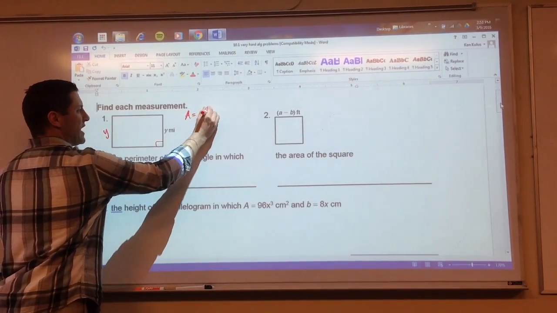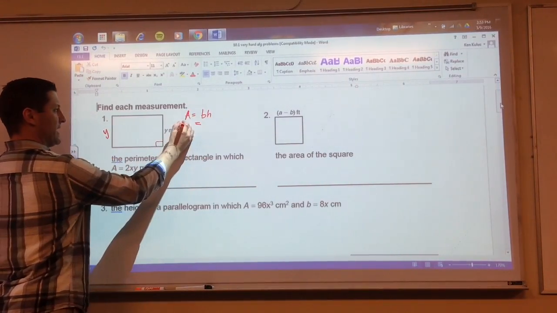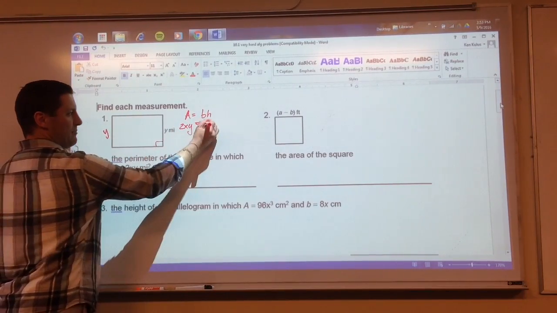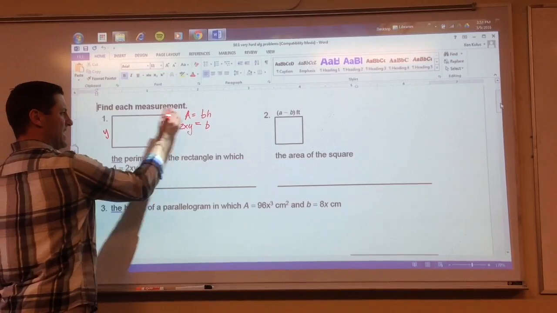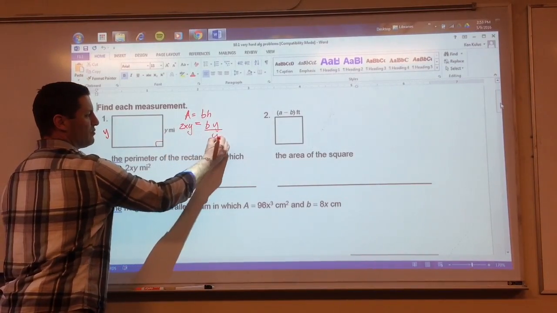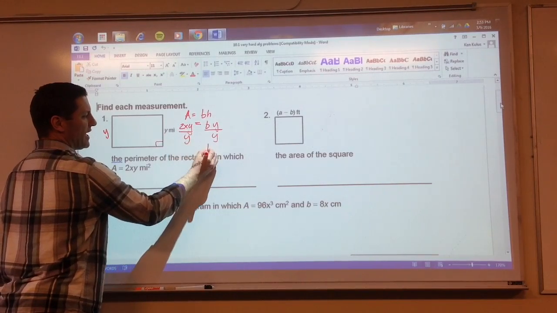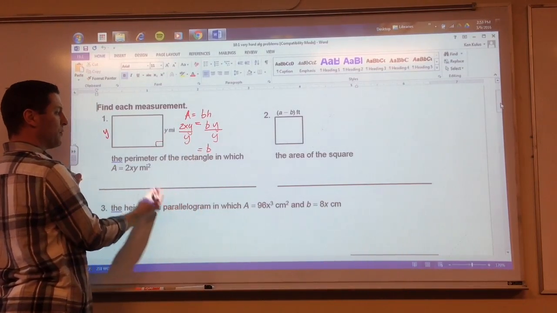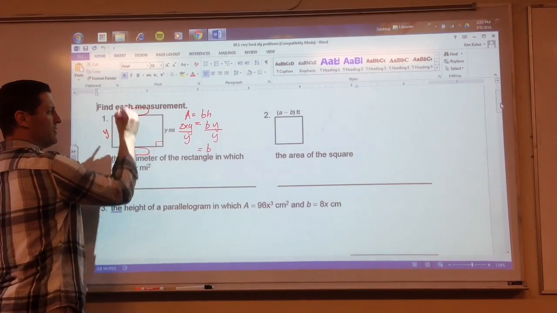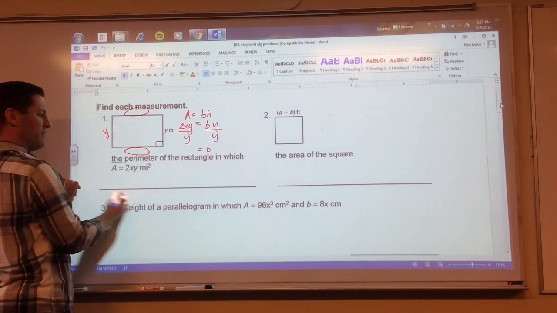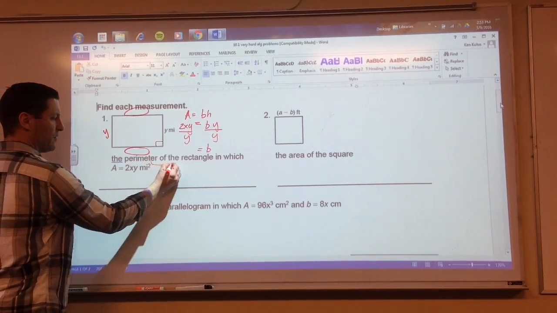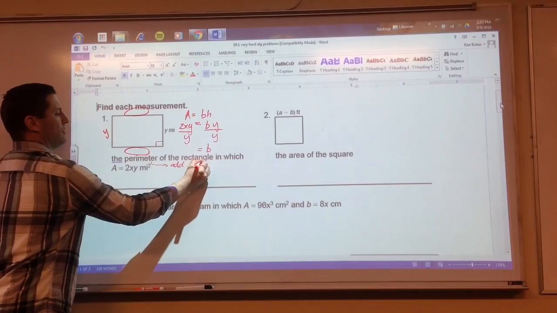Area of a rectangle, base times height. Area is 2xy. My base, I don't know, I'm going to leave it a b. My height, I know, is y. Solving for b very easily, I can divide both sides by y, and I get an expression for the b value. That expression for b put right there, which would also be the same as this one, and you can add those four things up and find an expression for the perimeter. Remember, perimeter always stands for add all sides.